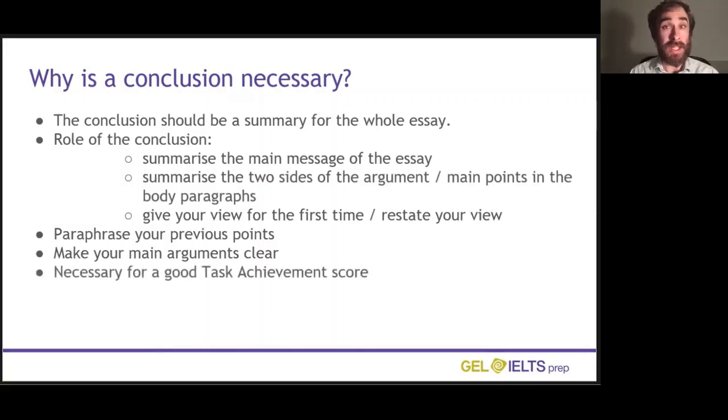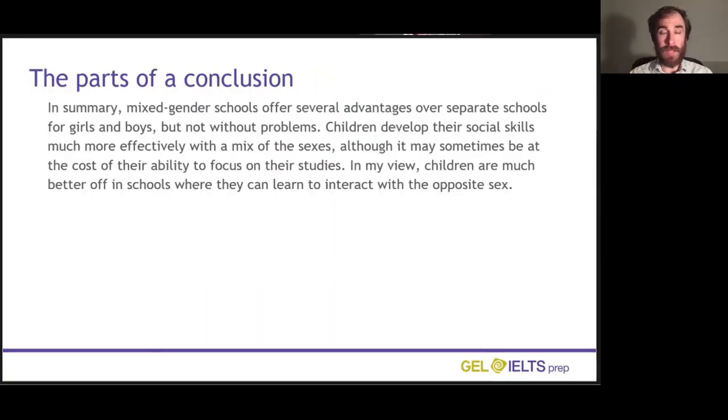A good conclusion is absolutely necessary for a good task achievement score. It's stated in the marking criteria that if a conclusion is missing, you will not get a high score. Because the conclusion is a summary of the contents of the essay, both the main arguments and the topic, we should be able to get an idea of the question just from reading the conclusion. Here is an example conclusion paragraph. Let's read through it and see if we can get an idea of the topic.